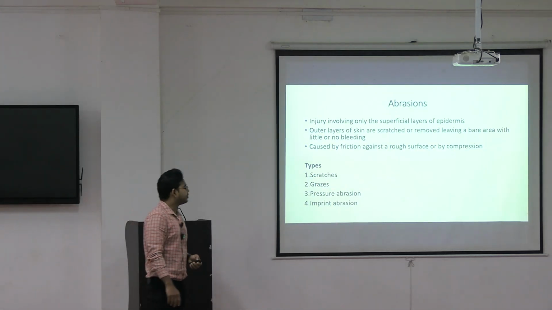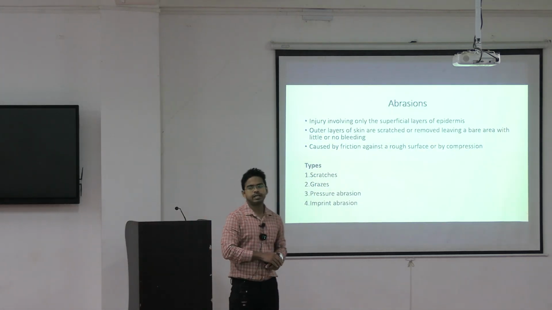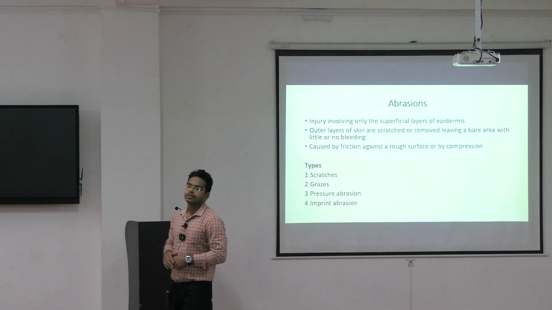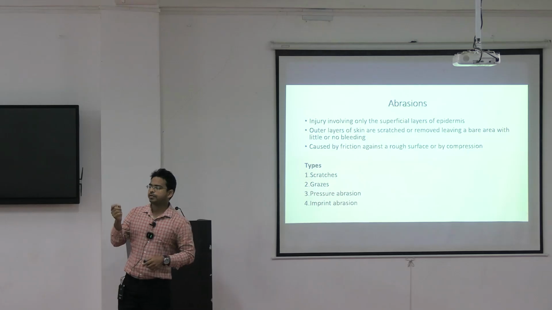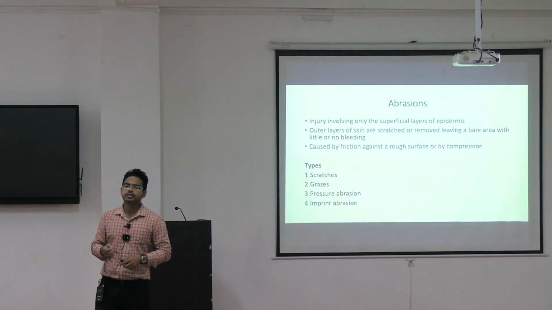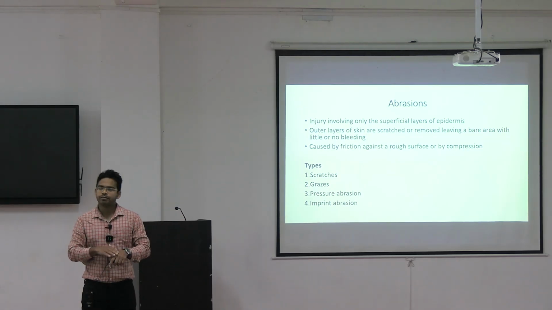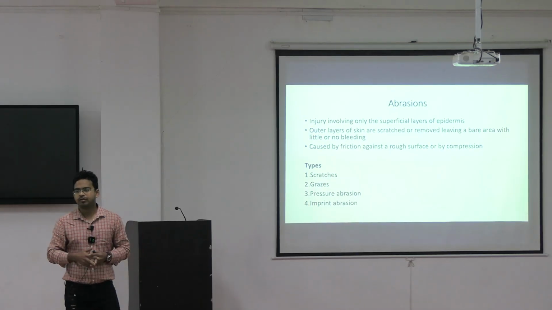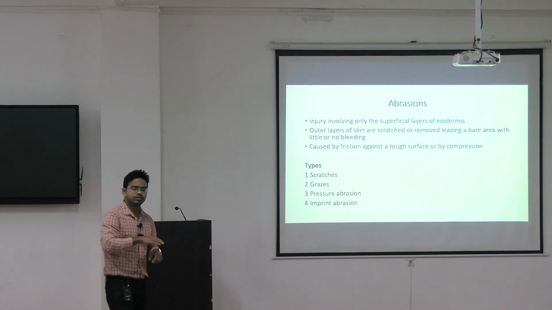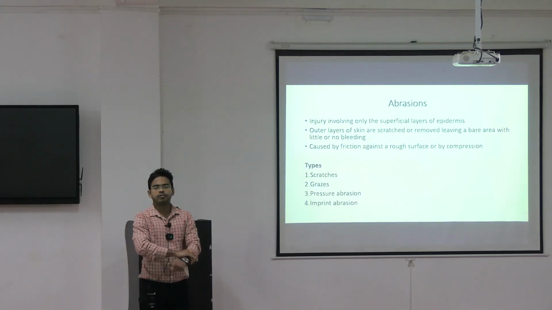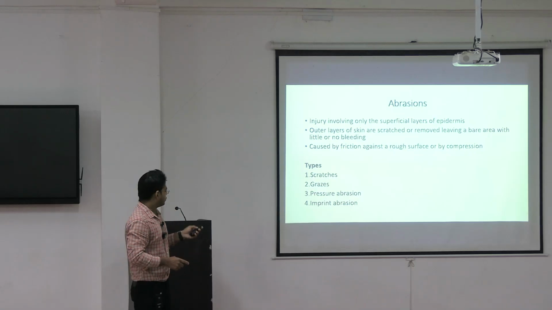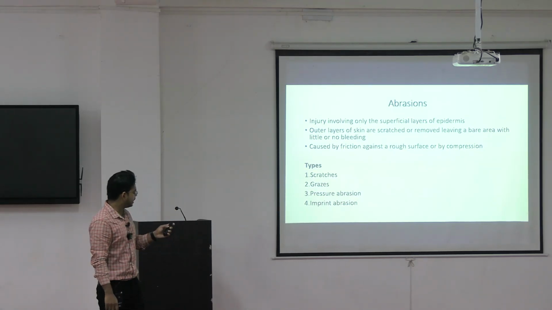So abrasion includes only the superficial layer of the skin. After the epidermis is removed, there will be very minimal or no bleeding, and there will be a scab formation. Scab is basically your dried plasma, along with RBCs, WBCs, all these things will form a superficial, thick, dried layer of tissue. So it includes scratch, graze, pressure, and imprint.